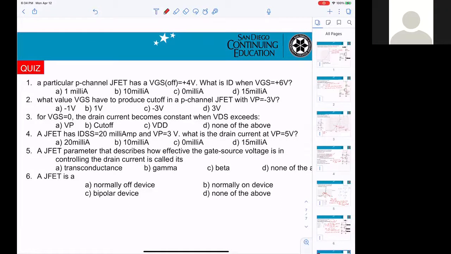One, C. So if VGS is greater than VGS off, then the answer must be 0 milliamps. That's correct. Answer is C. Go ahead and get up to number 6. Then we go through it.